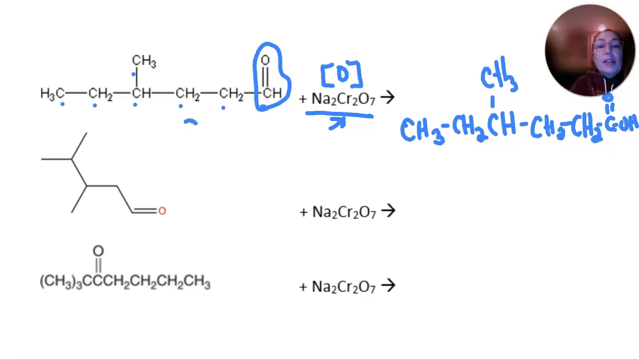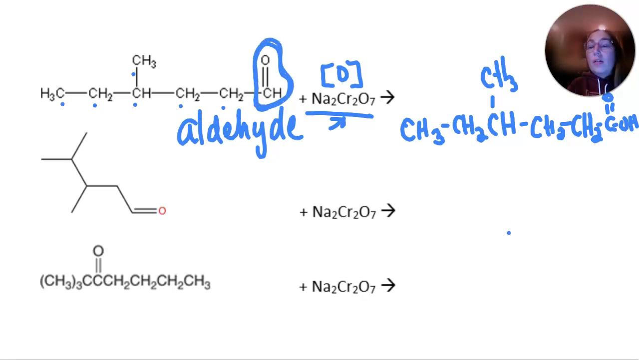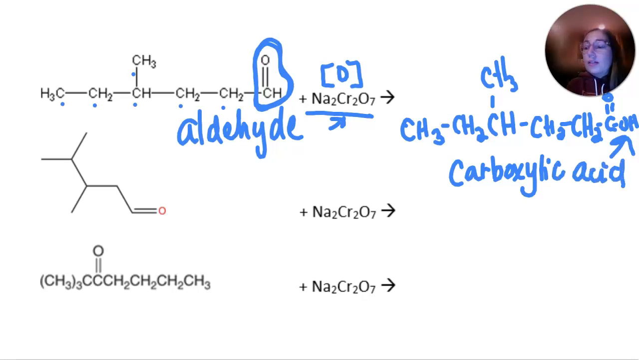But we're going to take that aldehyde with our strong oxidizing agent. So we recognize it as an aldehyde because it's C double bond O with an H. And then we're going to oxidize it to the carboxylic acid with that strong oxidizing agent. Okay, let's look at the next one.